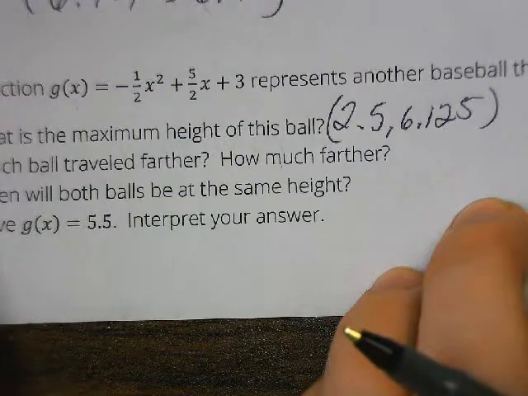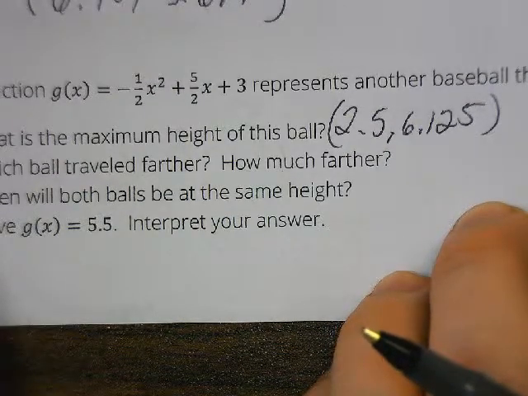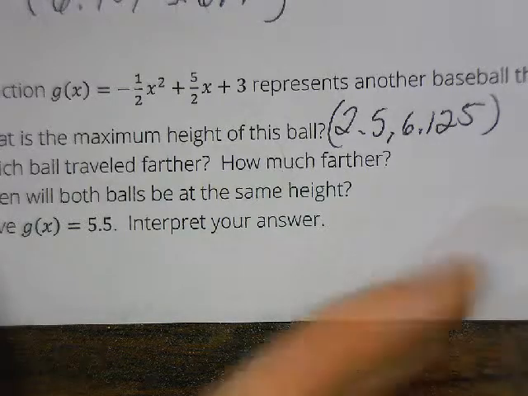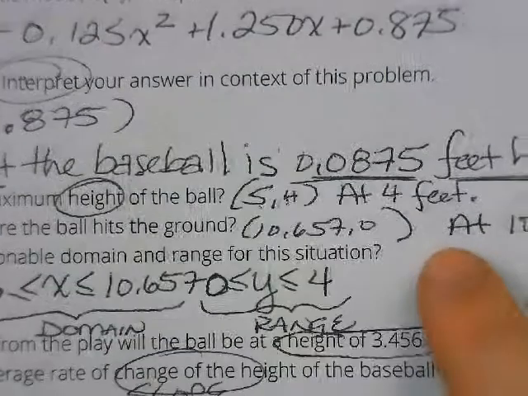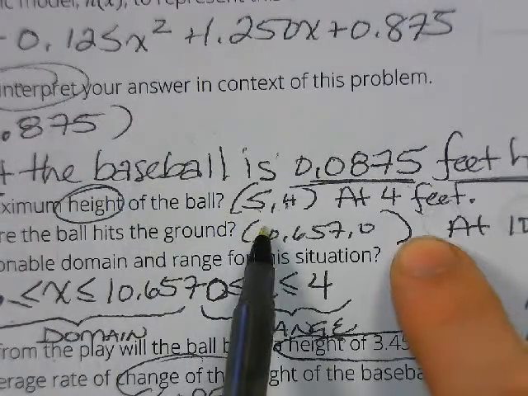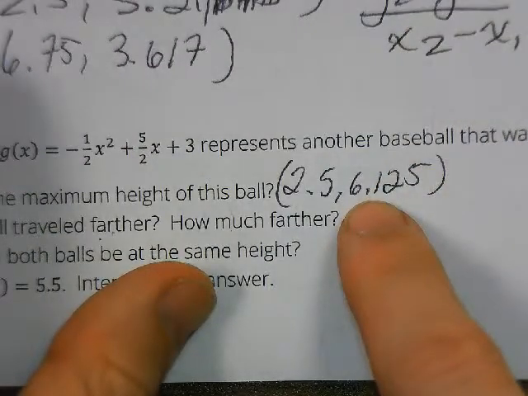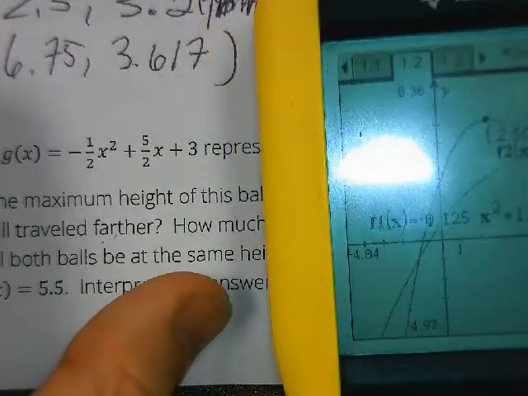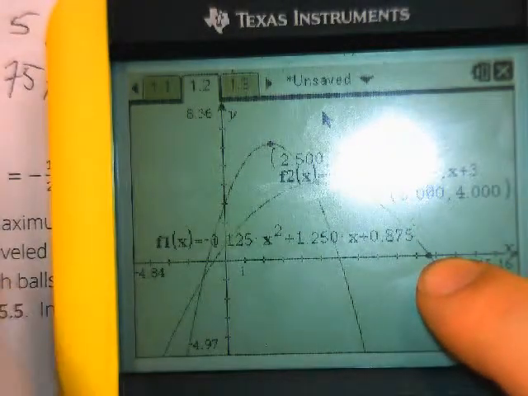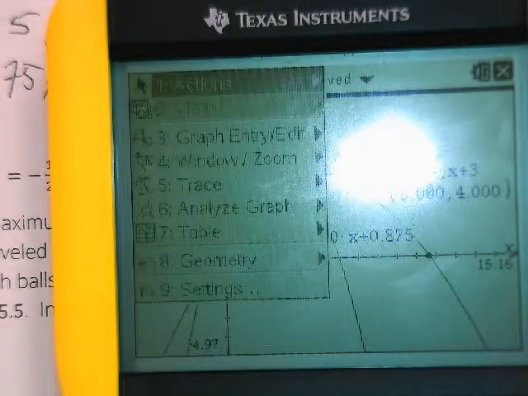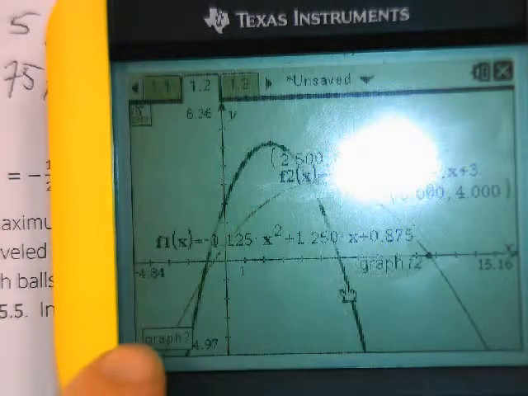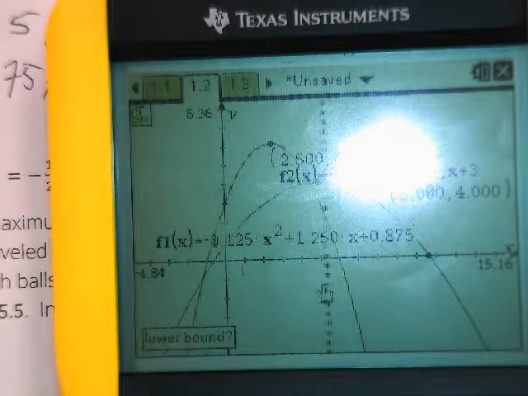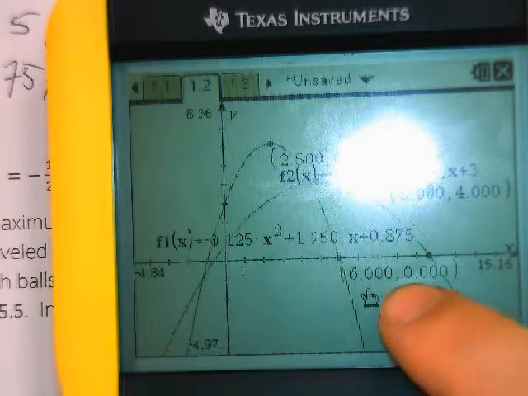Then they ask us how much farther did the ball travel? We know that the first ball from part D up here traveled 10.657. So we just need to find out when the other ball landed and then what the difference between the two is. So here is the 10.657 coordinate point. We just need to find that one. So we're going to go to menu, analyze graph, and then go to the 0. We're trying to find this 0. It's going to ask me again, what graph am I talking about? I want the new one. I'm going to click to the left and the right, and there we go. It comes up at 6, 0.